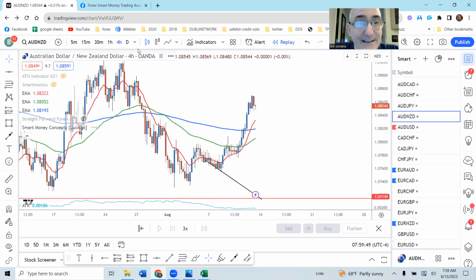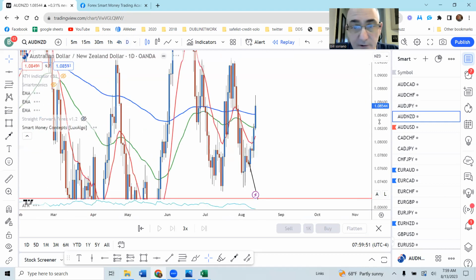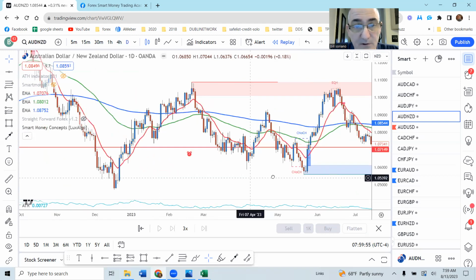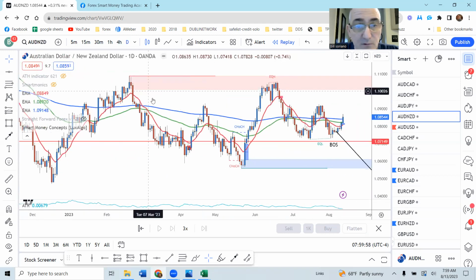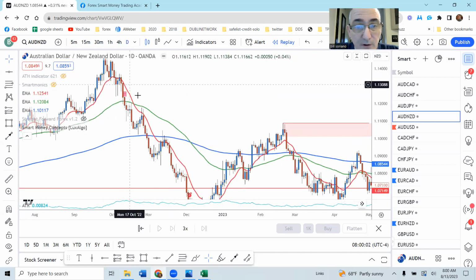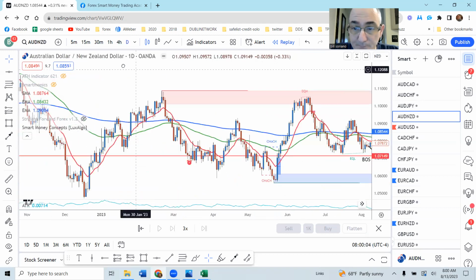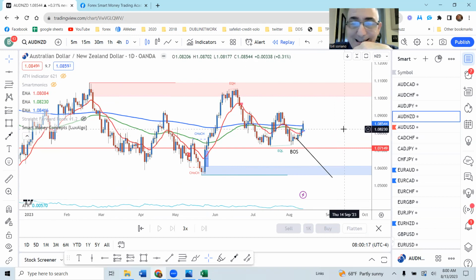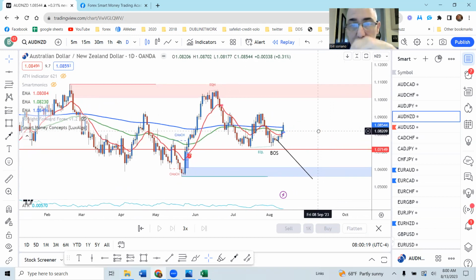AUD NZD, again, we always go to the daily chart first. We want to see what is the order flow. This one's hard to tell, see? This has really been consolidating here. The most recent order flow, though, was bearish, right? Your indicators are still kind of giving you a bearish order flow here, as you could see. Price did, though, close above the 200-day. So, you know, overall, it's kind of bearish.